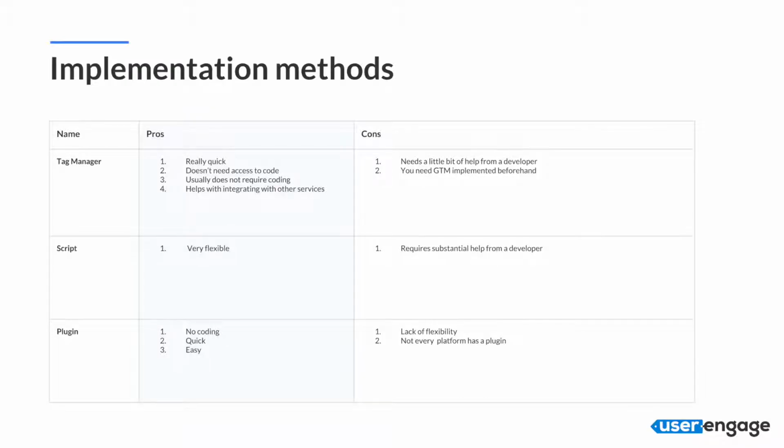The idea of this step is that we have to decide which method of actually pasting the script on your website you're going to use, because there are different ways to implement a marketing automation system on a website.